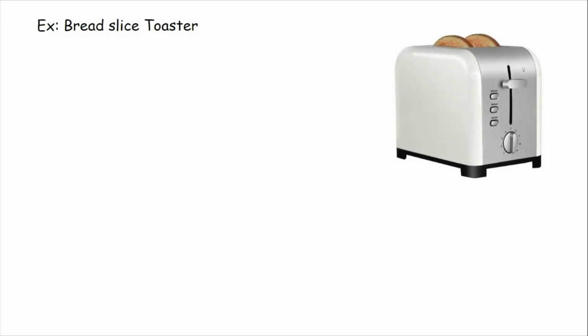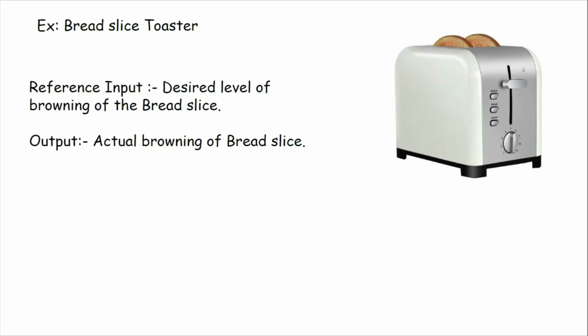Now let us see an example. Let us see a very common example in our houses. This is a bread slice toaster. Now here it is used for toasting bread. Here the reference input is the desired amount of browning of bread, and the output is the actual amount of browning of bread.